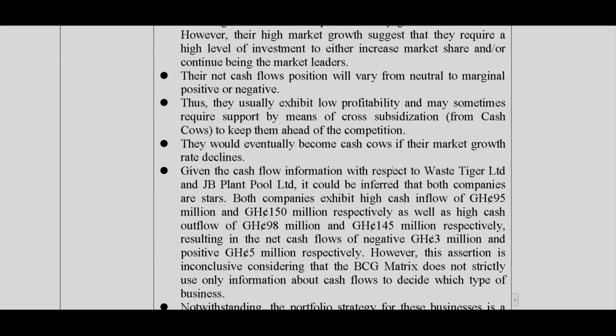So given the cash flow information with respect to Tiger Limited and JB Plant Pool, it could be inferred that both companies are stars because both companies exhibit high cash inflow of 95 and 150 respectively, as well as high cash outflow of 98 and 145 respectively, resulting in net cash flows of negative 3 million and positive 5 million respectively. Are you getting it? So you see the inflows exceed the outflows, and you have negative cash flows, or positive cash flows, but they do not grow by huge margins, just smaller margins.